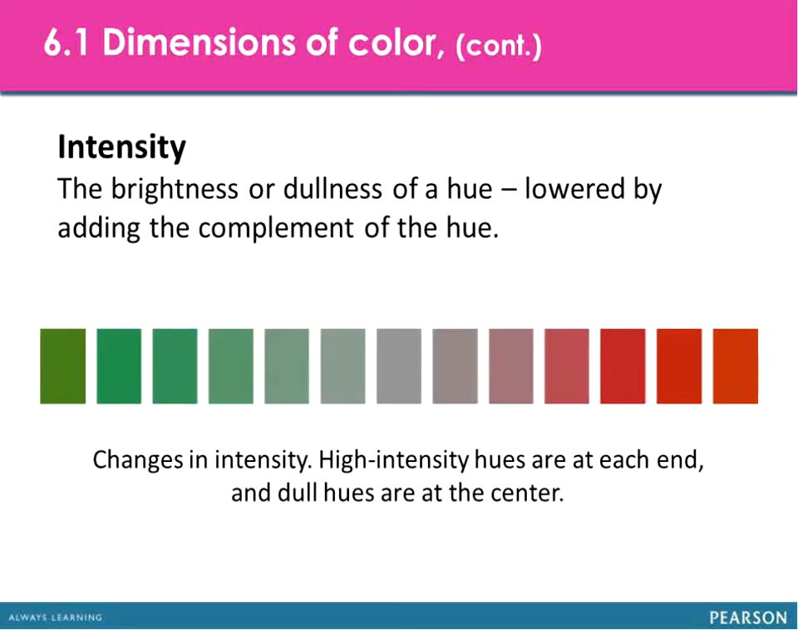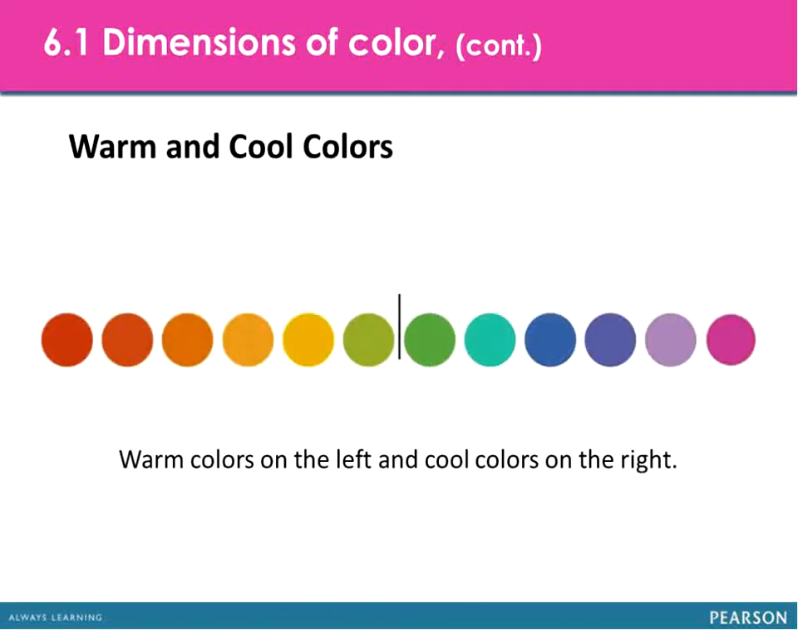All right, intensity of a color is actually how bright it is. You can tone down a color by adding its complement, the color opposite it on the color wheel. All right, our color wheel is usually divided into two halves. One are more warm colors, the others are more cool colors, and it has to do with the undertones that are in them.